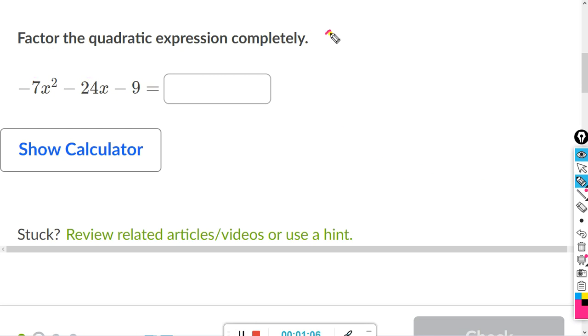All right, so a times c, we can see a is -7. And we see that c is -9. And multiplying those two, we get 63. Okay, so we're going to write the factors out for 63. And we can see that b is -24. So we can stop when we find a pair of numbers that adds to -24.